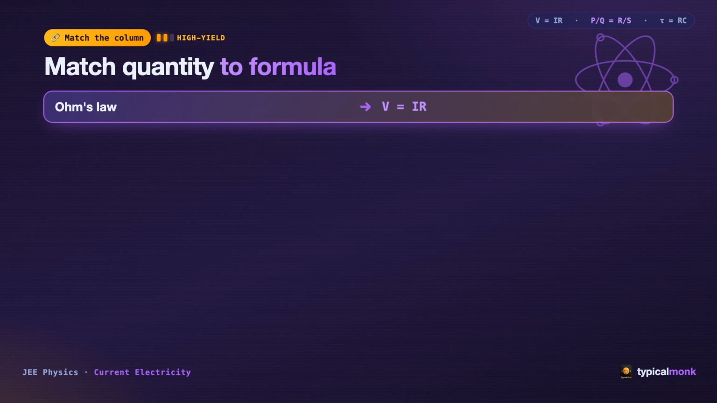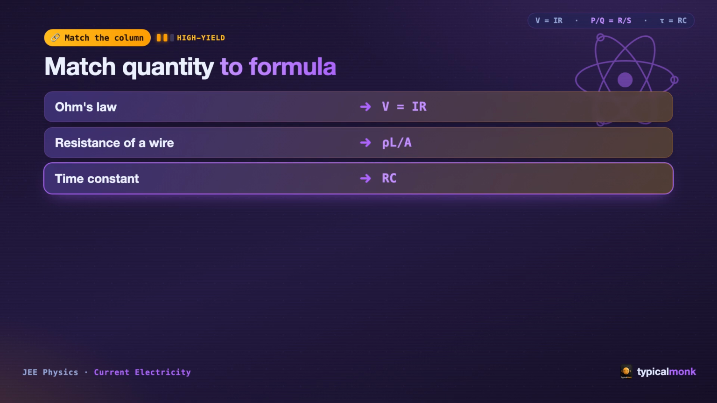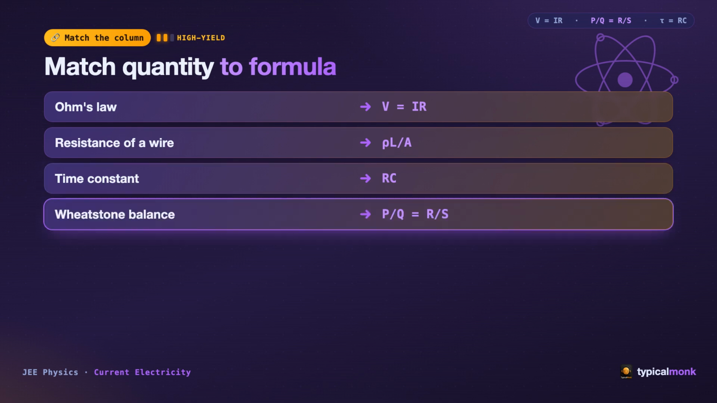Ohm's law goes to V equals IR. The resistance of a wire goes to rho L over A. The time constant goes to RC seconds. And the Wheatstone balance goes to P over Q equals R over S. 4 pairs, each worth committing to memory.